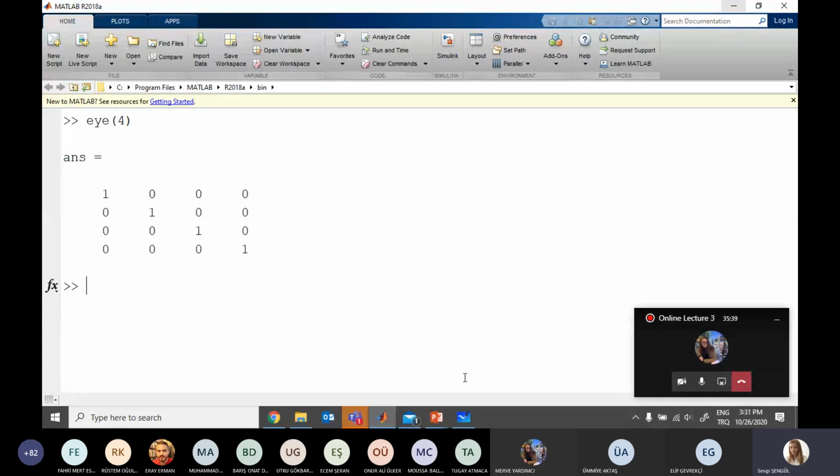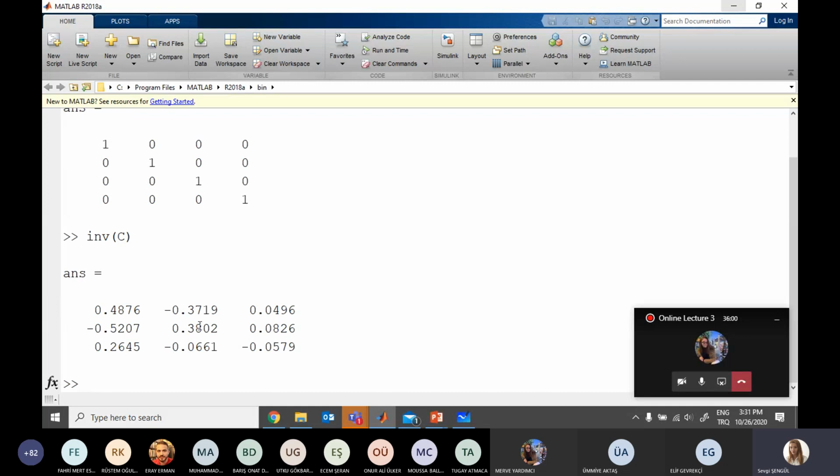And for the inverse, you can find the inverse of any matrix by the inv command. inv of, it was C, right? I have a square matrix because it has to be square, you know that, to be able to get the inverse. Yes. And you can find the inverse of your matrix by the inv command.